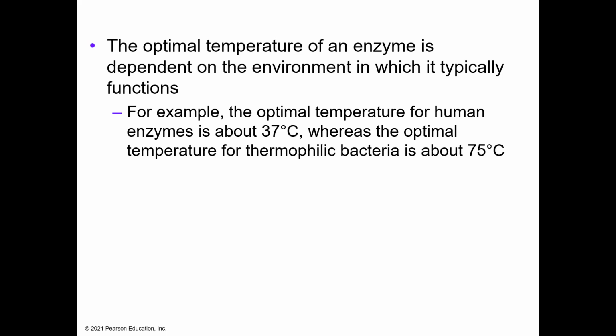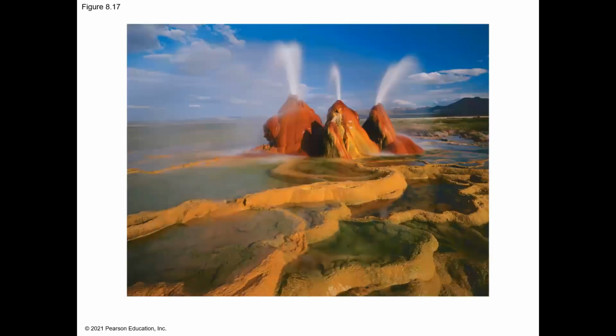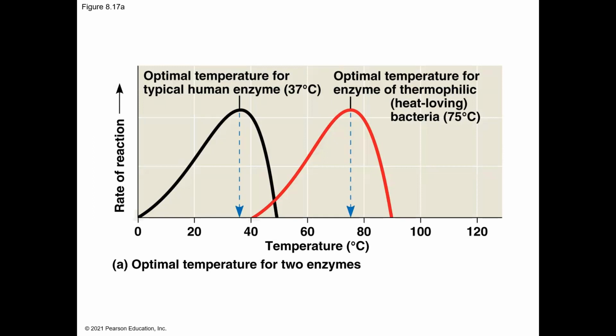So, for example, in an organism, the different parts of the body can have different optima, but different organisms can also have different optima. For example, the optimum temperature for human enzymes is around 37 degrees Celsius, whereas the optimal temperature for thermophilic bacteria is about 75 degrees Celsius, right? If we were humans, if we were in this hot springs, it would be too hot for us. It could actually kill us by being in contact with that.